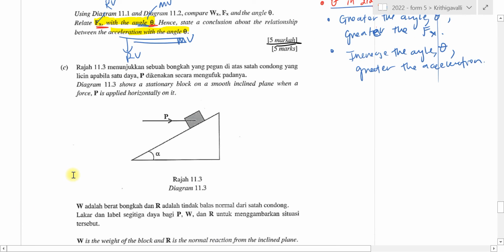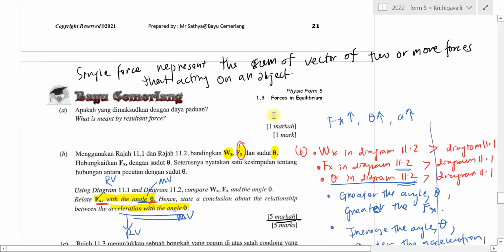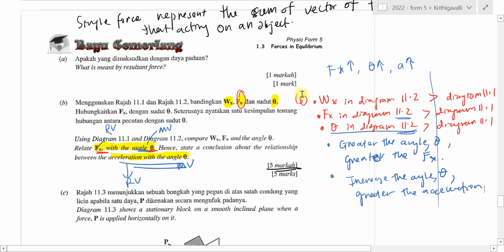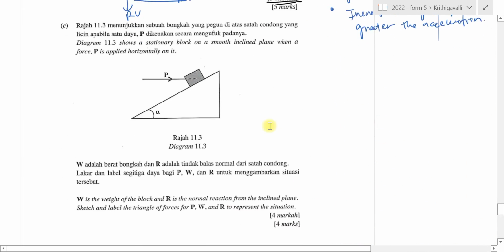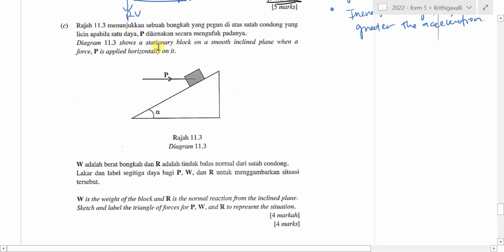Okay, next they give you the essay. The first mark will be for the definition or asking any law or principle like that. The 5 marks are for you to compare and contrast the two pictures. And the 4 marks will be your theory. Okay, see here. Diagram 11.3 shows a stationary block on a smooth inclined plane.